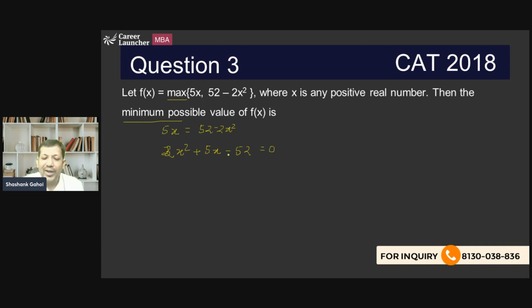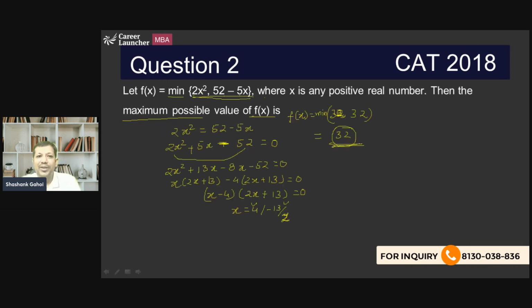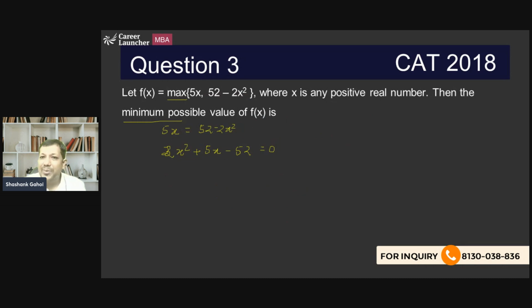We are not going to factorize. We are simply going to go back to the previous question and see 2x square plus 5x minus 52 equal to 0. So we are not going to factorize. We are simply going to look at the solution of the previous question. x is equal to 4 and minus 13 by 2.